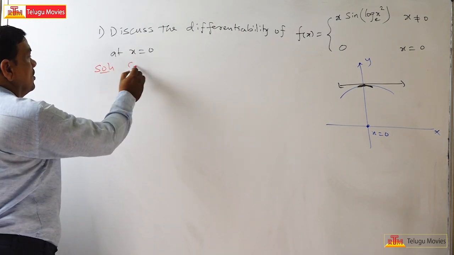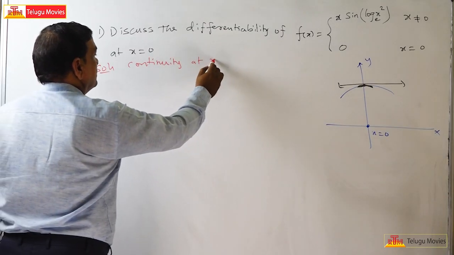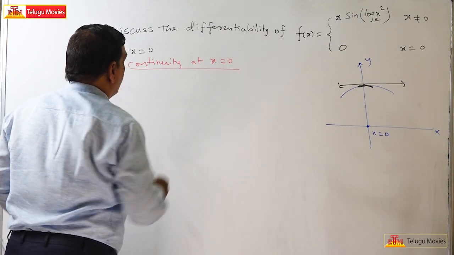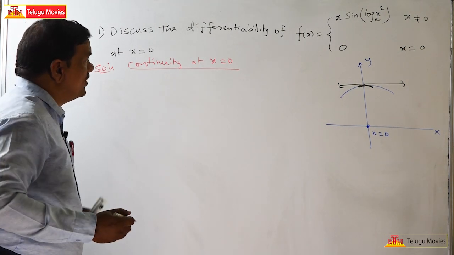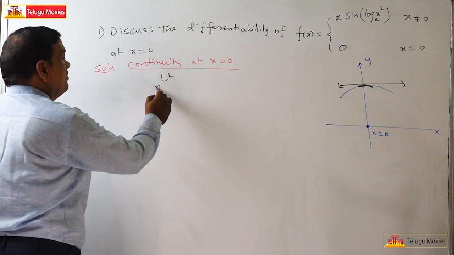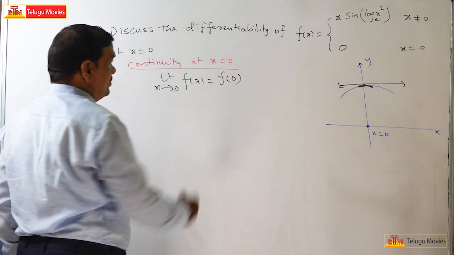Solution: continuity at x is equal to 0. We have to check continuity at x is equal to 0. Let us check the continuity. To check the continuity, we have limit as x tends to 0 of f of x is equal to f of 0, which we have to get.